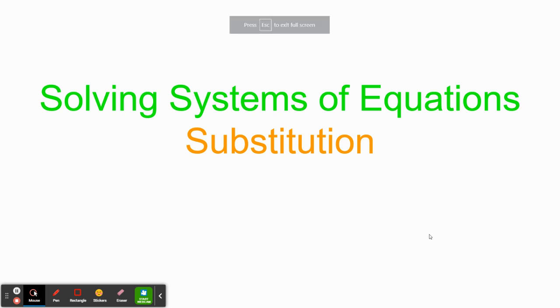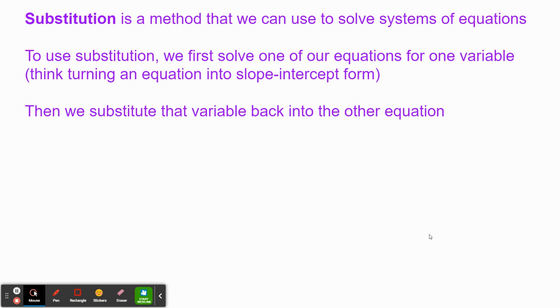Hey all, this video is solving systems of equations using substitution. Substitution is a method that we can use to solve systems of equations. To use substitution, we first solve one of our equations for one variable. Think about turning an equation into slope-intercept form. Then we substitute that variable back into the other equation.